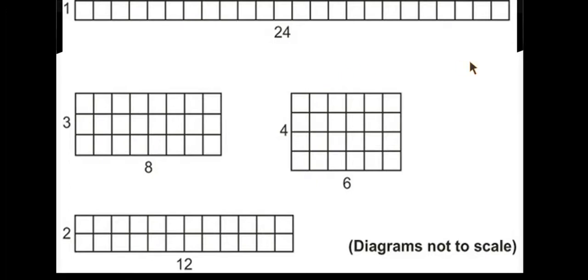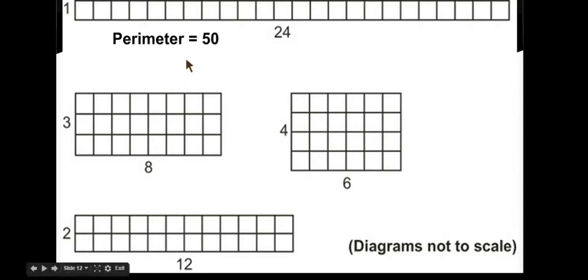But look what happens to their perimeters. This top rectangle right here, its perimeter, if I add up all the sides, equals 50. So that has a perimeter of 50. Well, now let's look at this rectangle down here. It has the same area as the rectangle at the very top, but if I add up its perimeter, we see that its perimeter is only 28. So look at that. It's got the same area, but its perimeter is almost half that of the rectangle at the top.